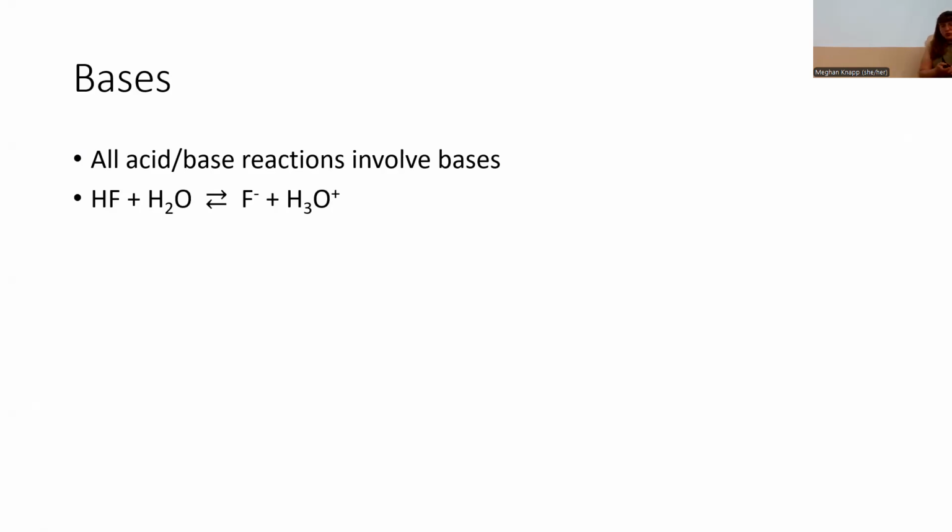Now, as a general rule, if you have ions, so our reactants here, this battery isn't working. Oh, well, this is completely useless.